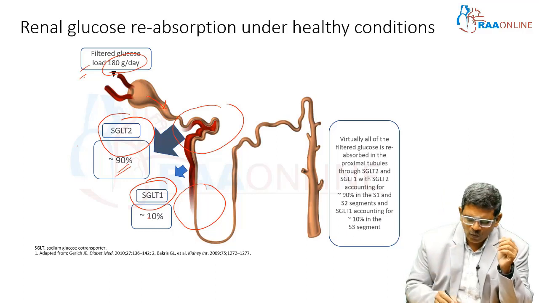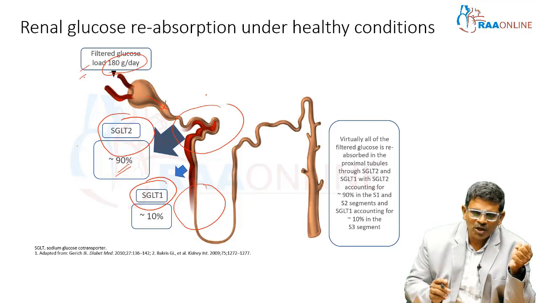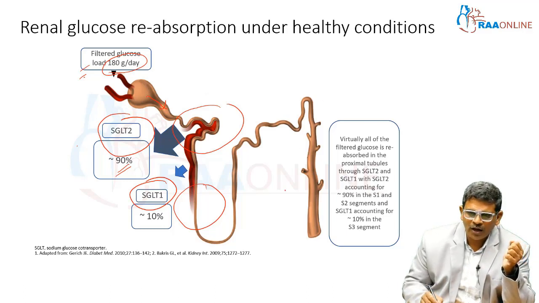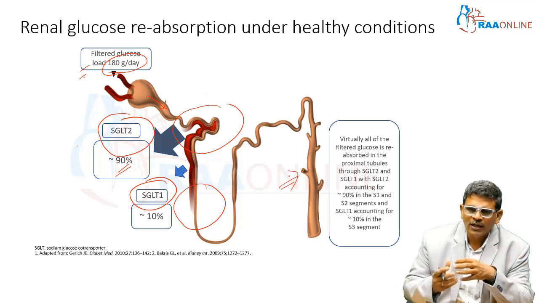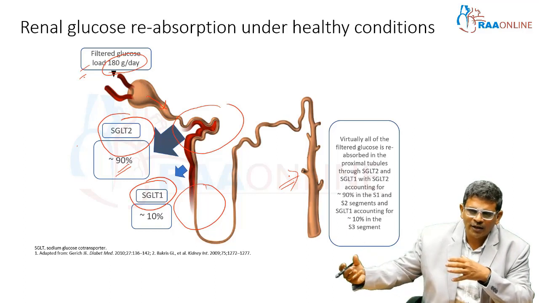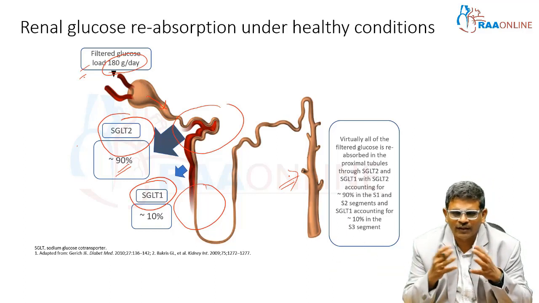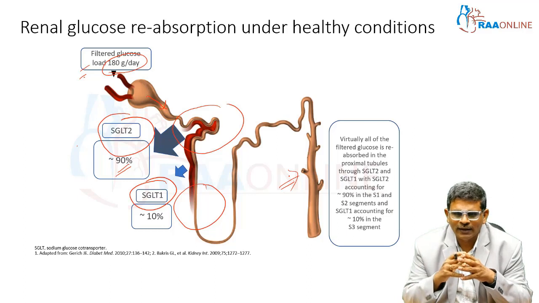This is the reason why almost all the glucose that is filtered from the glomerulus is reabsorbed from the proximal convoluted tubule, and we are not able to see any glucose at the distal convoluted tubule or in the urine for that matter. No glucose reaches there, because most of what is filtered gets reabsorbed.